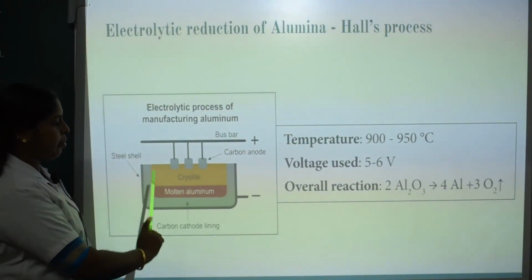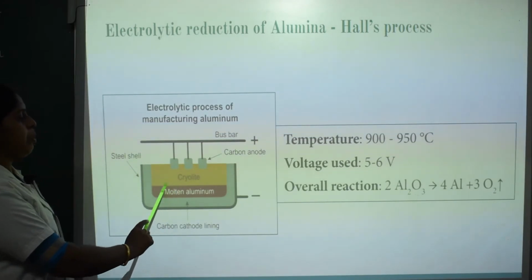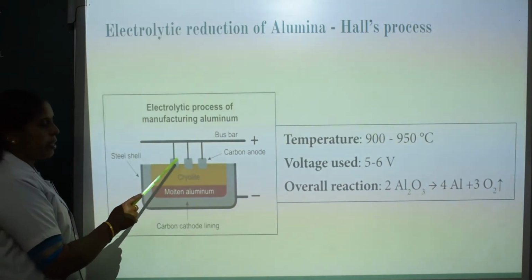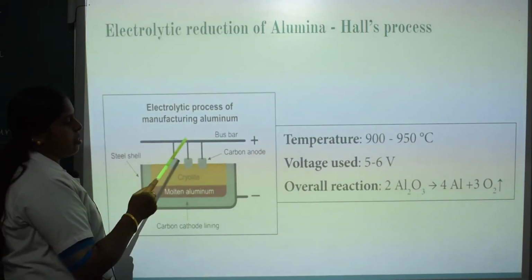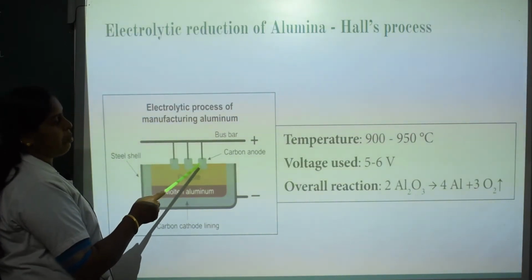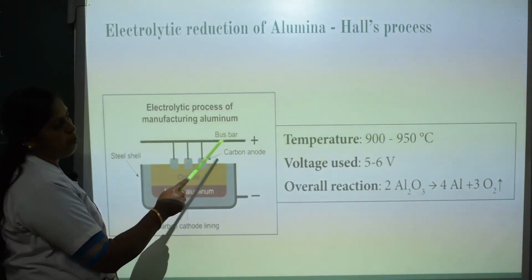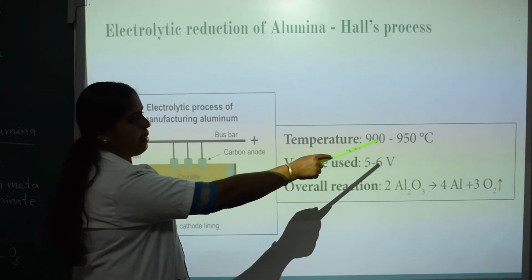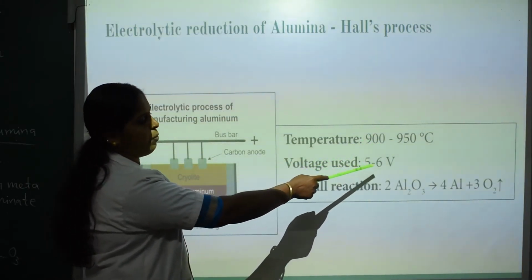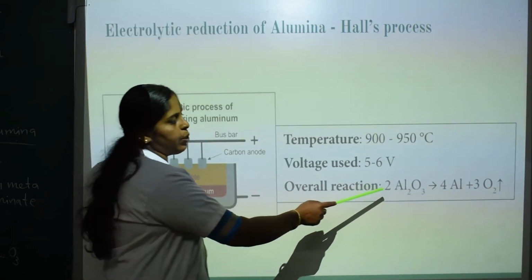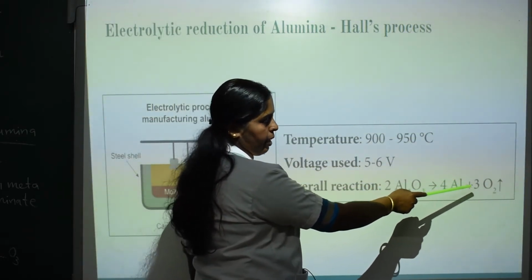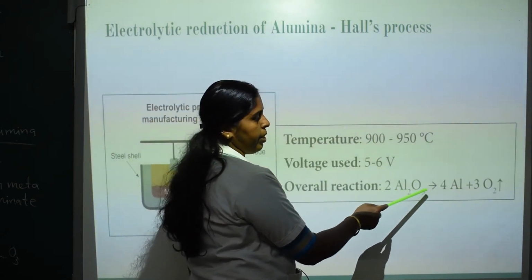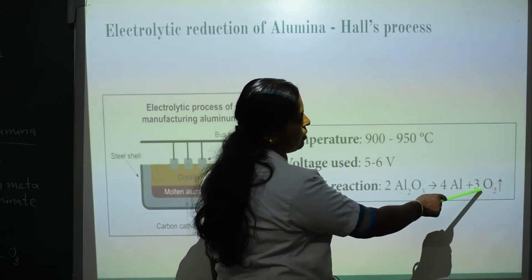On passing electricity, aluminium is formed at the cathode and oxygen gas is formed at the anode. This oxygen gas combines with the carbon of the graphite to form carbon dioxide. The temperature is 900 to 950 degrees Celsius. The voltage used is 4 to 5 volts. The overall reaction is 2Al2O3 gives 4Al plus 3O2, that is, alumina, Al2O3, is reduced to aluminium and oxygen.